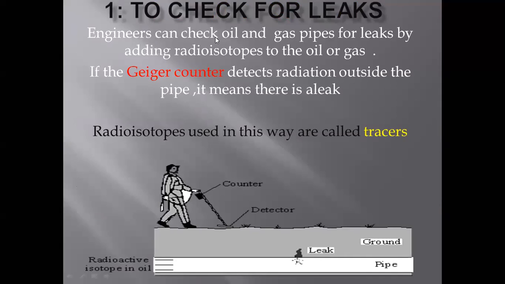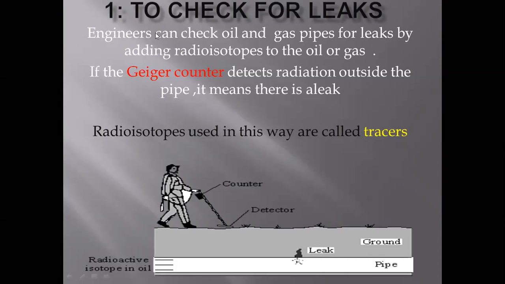To check for leaks. You will see here. Read. I will discuss with you now. Engineers can check oil and gas pipes for leaks by adding radioisotopes to the oil or gas.